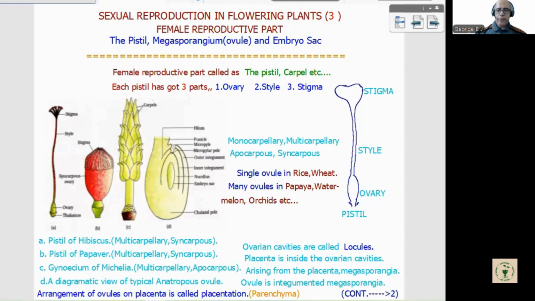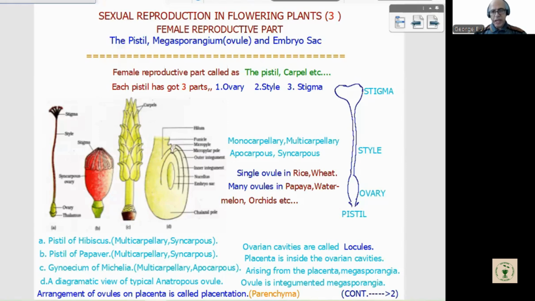Female reproductive part, which is otherwise called pistil or carpel. The terms will be megasporogenesis, ovule, and embryo sac. So all these we have to discuss today.